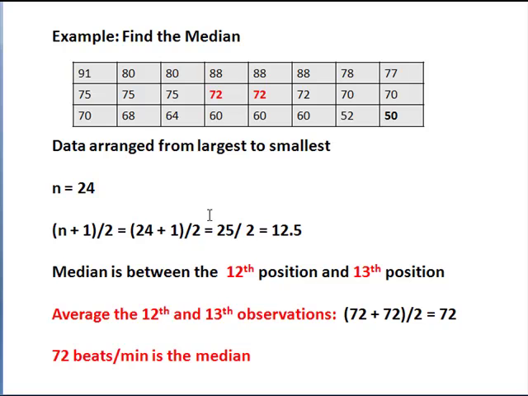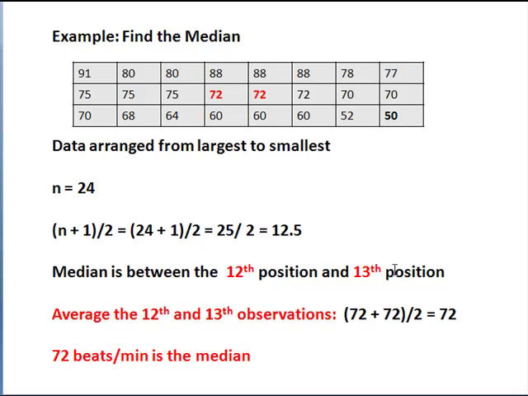Let's consider adding an extra observation to the data. On the low end, I have added a student with a pulse rate of 50. Now there are 24 observations. And when we do our calculation, n plus 1 divided by 2, we're going to get 25 divided by 2, or 12.5. What this is telling us is that the median is between the 12th position and the 13th position.